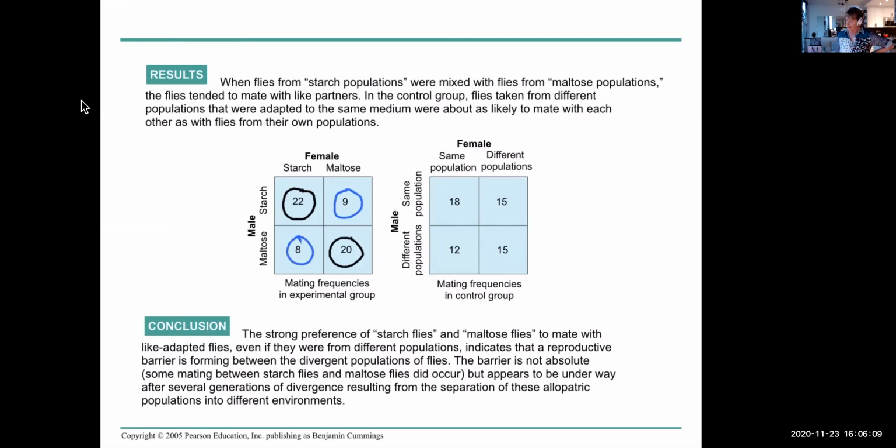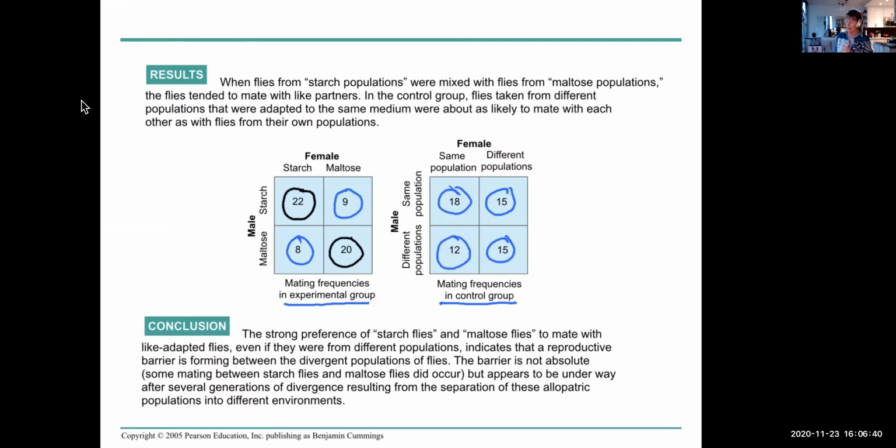So that is from mating frequencies in the experimental group. In the control group, they were in the same population. So if they were the same population, 18, different populations, 15, different between the same, 15 and 12. So not that much difference.